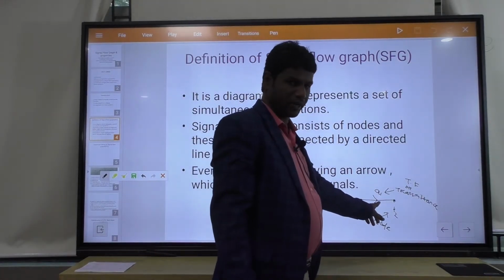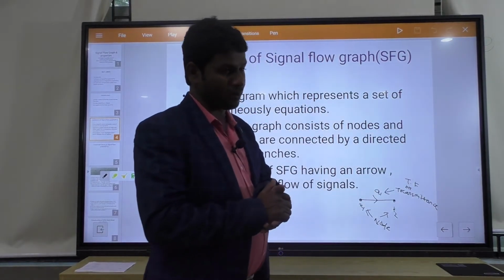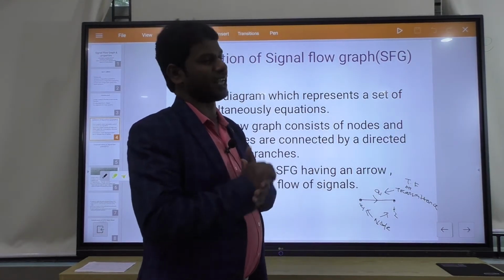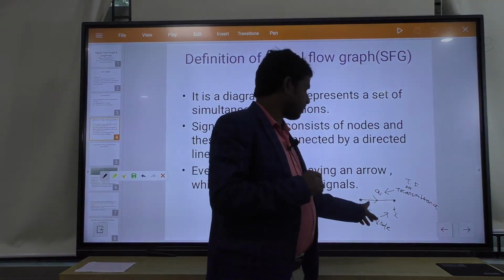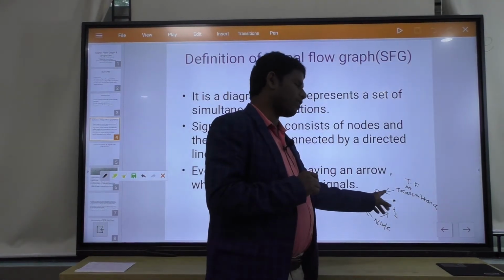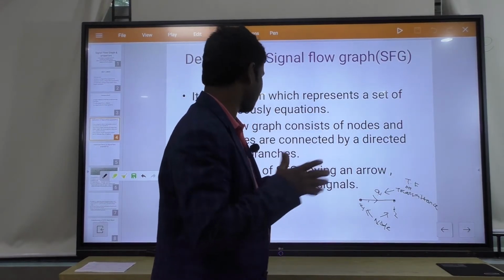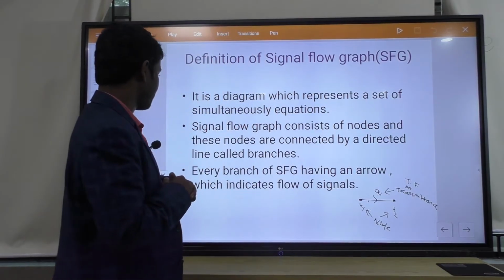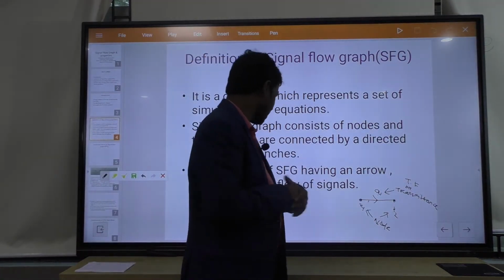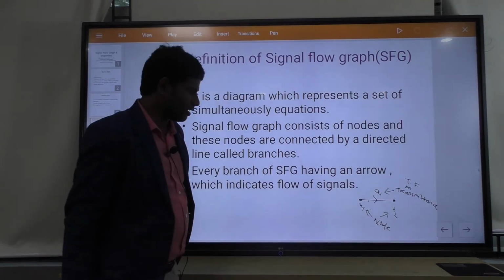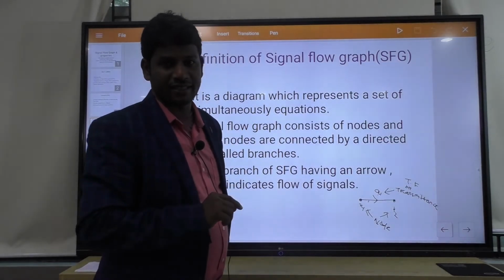Beside the arrow mark we write the transmittance value or transfer function value. In a block diagram, inside a block we write the transfer function value. But here, for a branch we put an arrow mark, which indicates the flow of signals, and beside it we write the value A1, that is, the transfer function or transmittance value. So every branch of a signal flow graph has an arrow mark, which indicates the flow of signals.